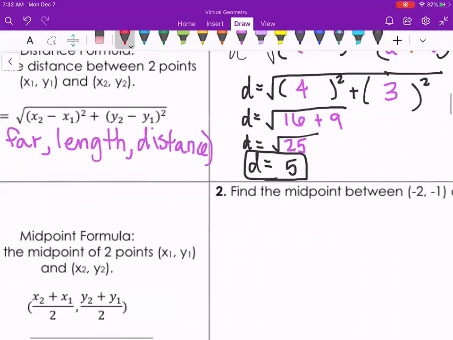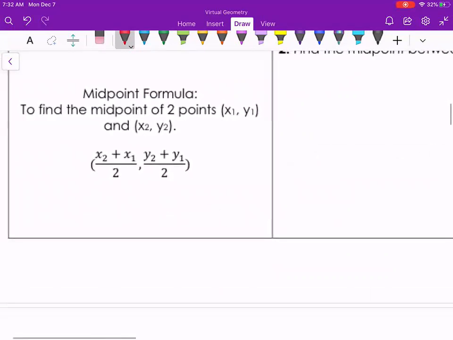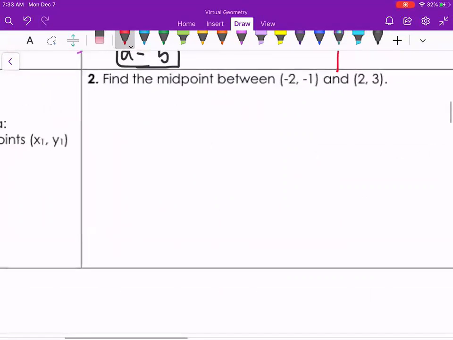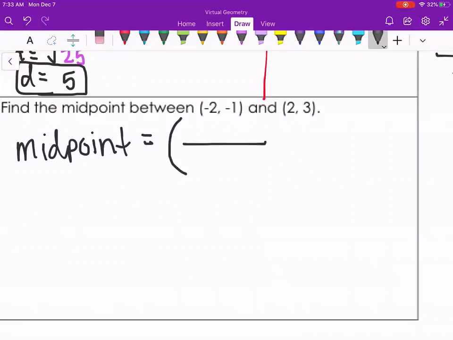Now, another formula that we looked at when dealing with segments was your midpoint formula. And again, to find the midpoint of 2 points on a graph, this was to add up the x's, divide by 2, add the y's, divide by 2. So let's see, our midpoint. Again, we're going to add up those x's and divide by 2, add up the y's and divide by 2.